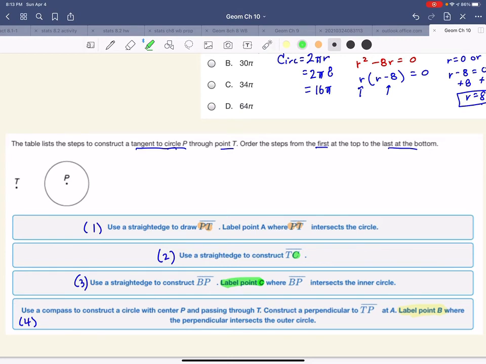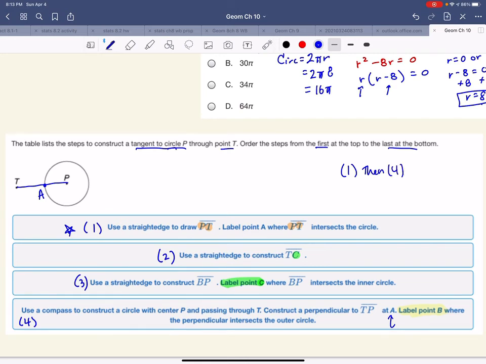Okay, so I'm going to try to use number 1 as my first step. So it says use a straight edge to draw PT. So just draw a line. Okay, that looks good. Label point A. Okay, so that's how A got there. So that's going to have to be either the first or the second step. Okay. Now we have A. So I'm looking for one that talks about A. And I notice the only one that talks about A is this one, number 4. So I'm going to do 1 first, then 4.